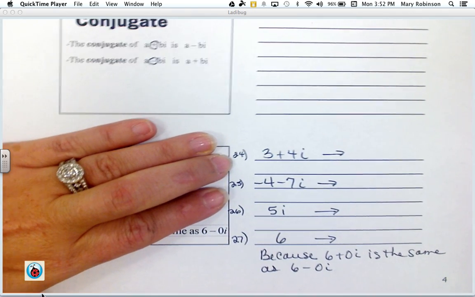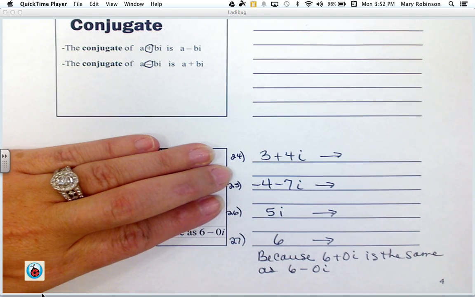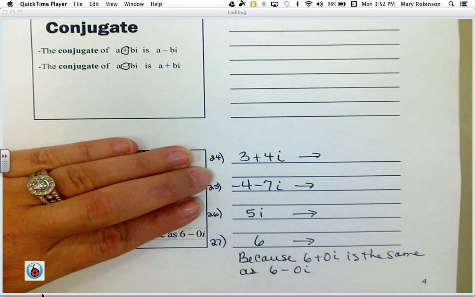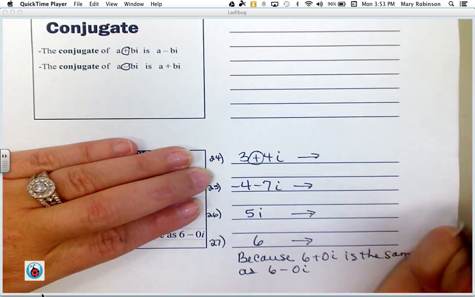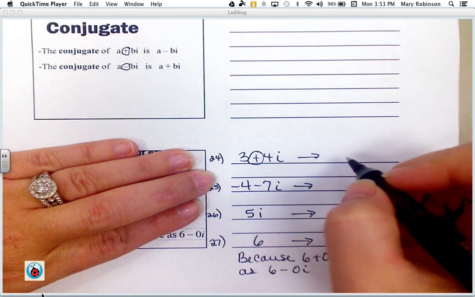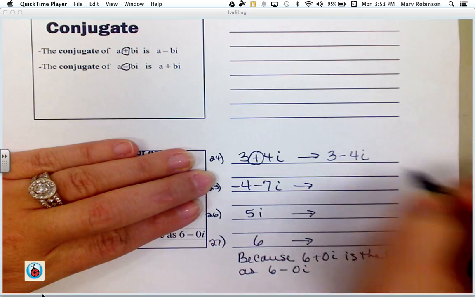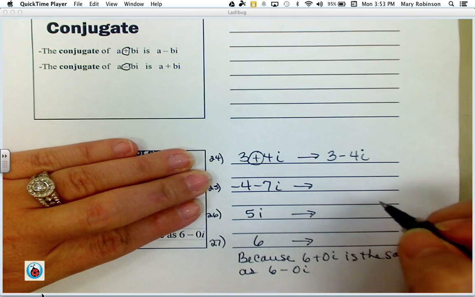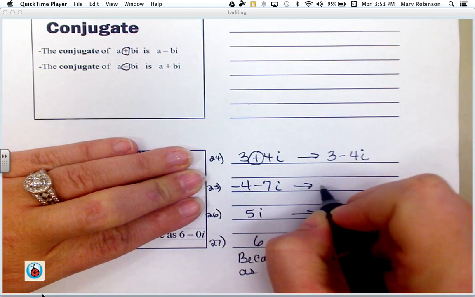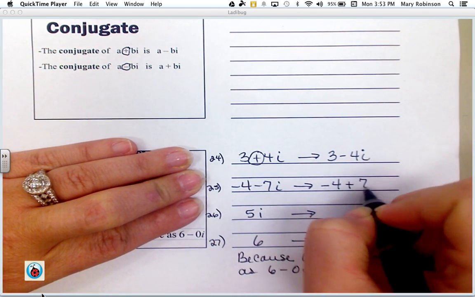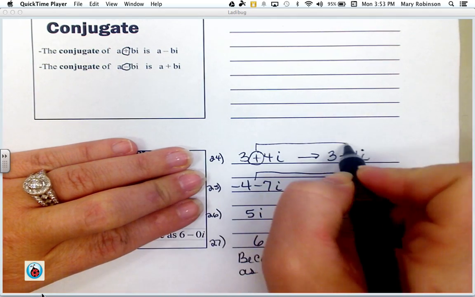So let's practice this a little bit. You can see that we've got the expression 3 plus 4i, and I'm asking you to find the conjugate. The conjugate, again, we would just need to change our operation. So our conjugate of 3 plus 4i would be 3 minus 4i. Next, the conjugate for negative 4 minus 7i would be negative 4 plus 7i. Note that we are only changing the operation here.